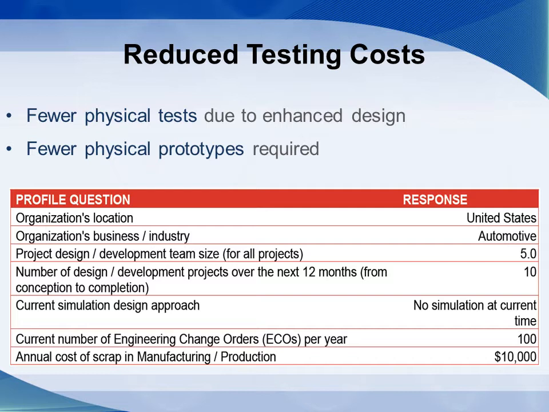Our U.S.-based automotive business has a design team of 5 people who will be developing 10 designs over the next 12 months. Our team has no simulation currently on hand to help in their design, and they expect 100 engineering change orders per year. The annual cost of scrap in production is $10,000. Let's take a look at the results.